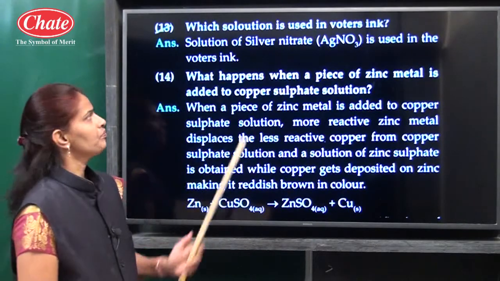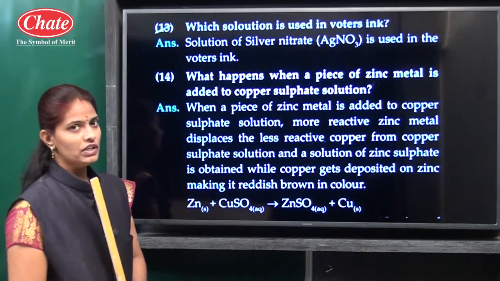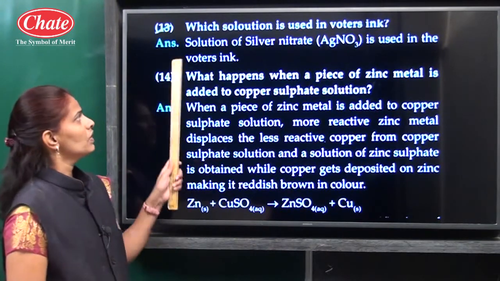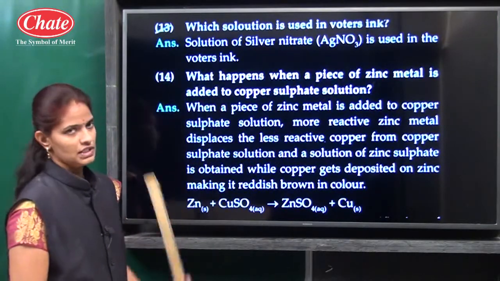Then the next question, which solution is used in water inks? We know silver nitrate is used in water inks. Solution of silver nitrate, that is AgNO3, is used in water inks.